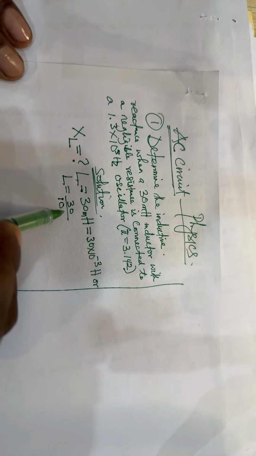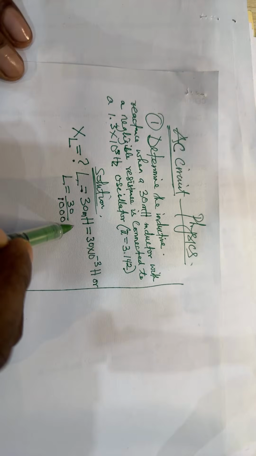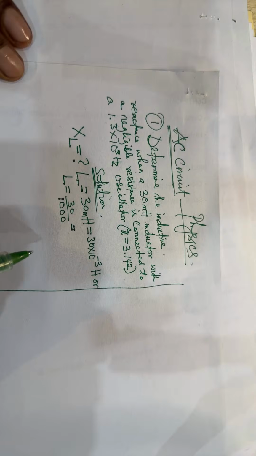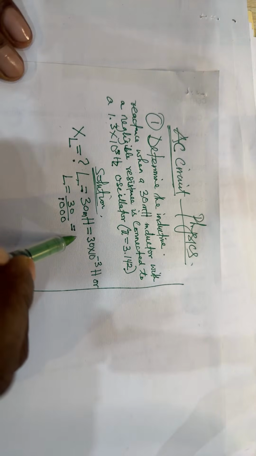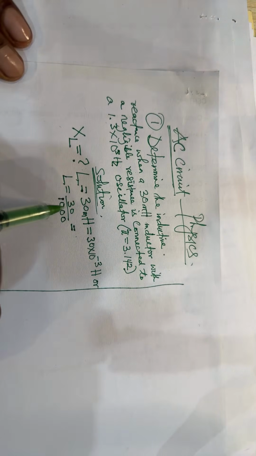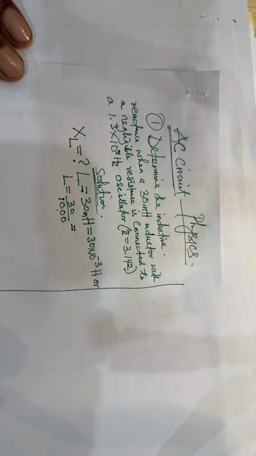Answer quick now. It's divided by 1000, no. So that will give you, please somebody should check 30 divided by 1000. What will be the answer? 30 divided by 1000. What is the answer?